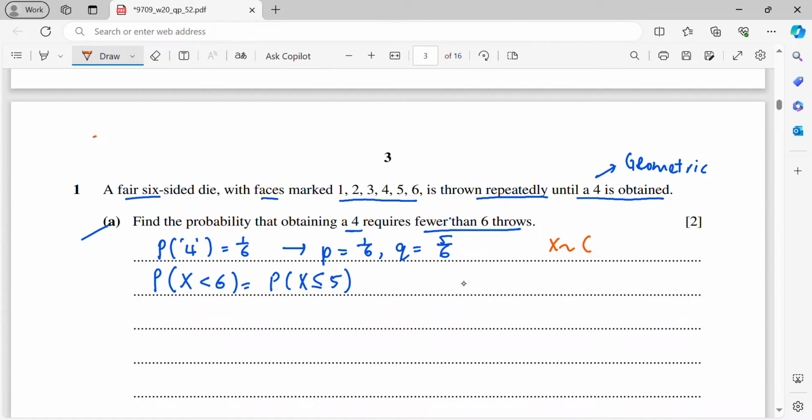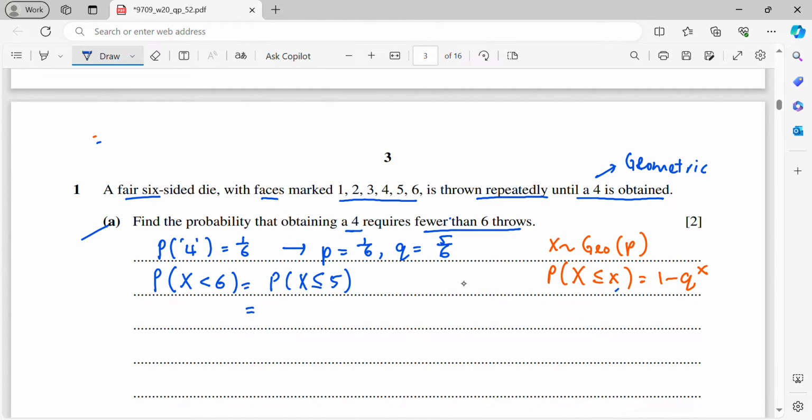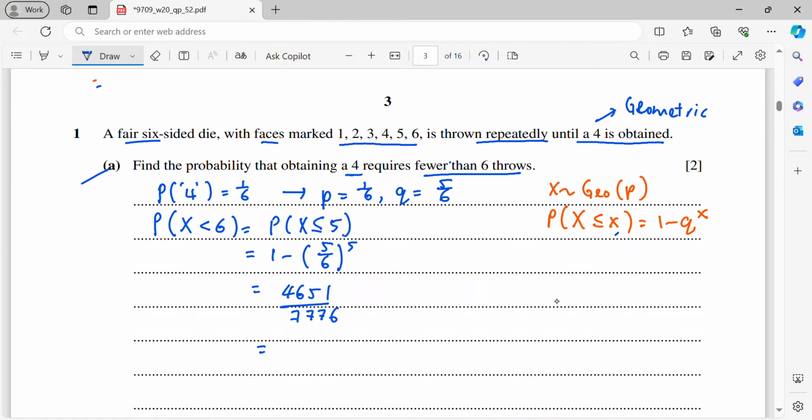Whenever x is geometrically distributed with probability of success p, the probability of x less than or equal to small x will be 1 minus q to the power of x. So now when you compare, my lowercase letter x here is the same as 5. So it will be 1 minus (5/6) to the power of 5. When you calculate, this will be 4651 over 7776. Now we round up to 3 significant figures. That will be 0.598. So that's the probability of A.